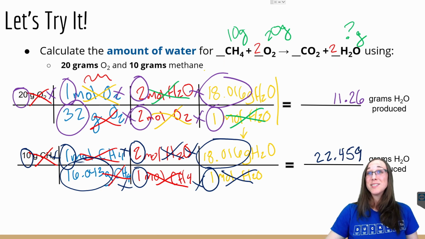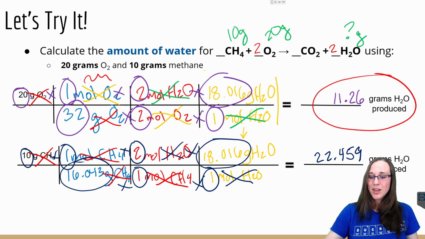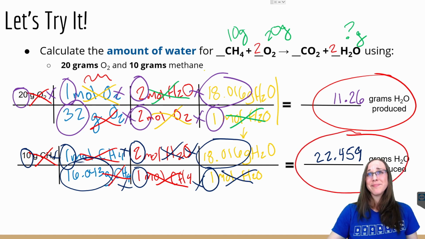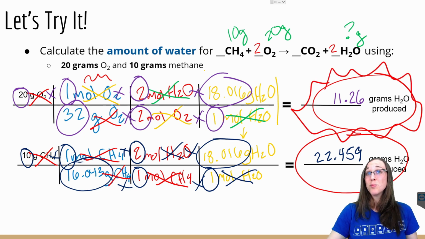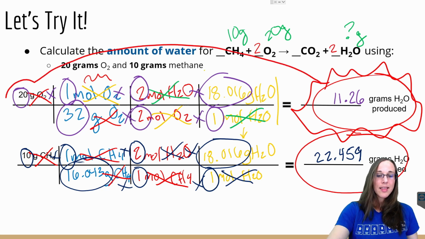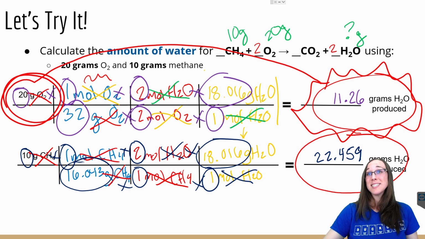My final step is to compare both of the amounts of water that I just calculated. I was able to get 11.26 grams of water out of 20 grams of oxygen, and I was able to get basically double that with 10 grams of methane. Well, whichever one gives me less product is the limiting reactant. So in this case, this value is much less than 22.459, and therefore the reactant that made that, the oxygen, is my limiting reactant.